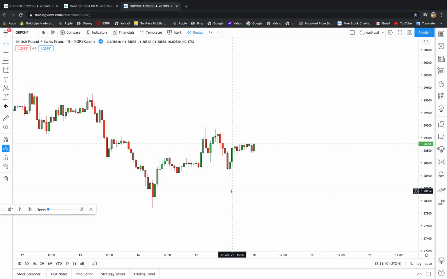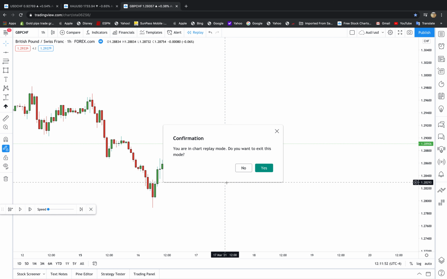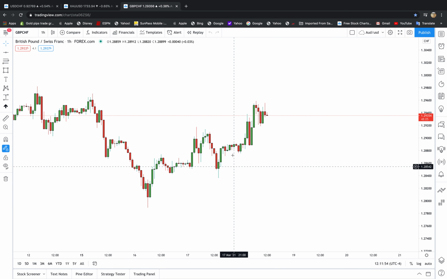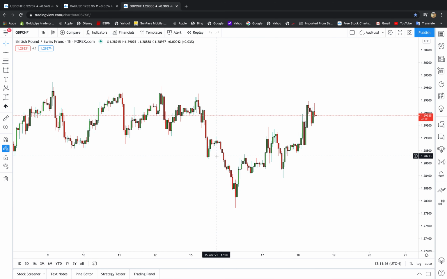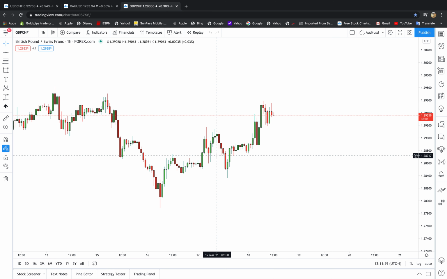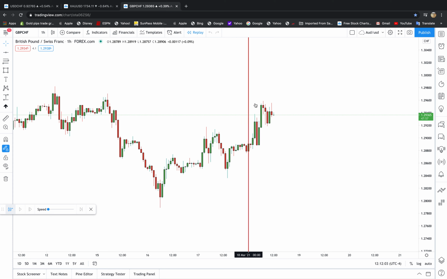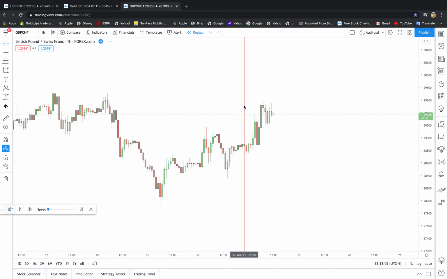What's up, guys? We're going to be going over the GBP Swiss franc trade that I took, or a setup that I called in my VIP group last night. We're in replay mode. This is the current setup of pound Swiss franc. This was where it was at last night, prior to us taking these buys.